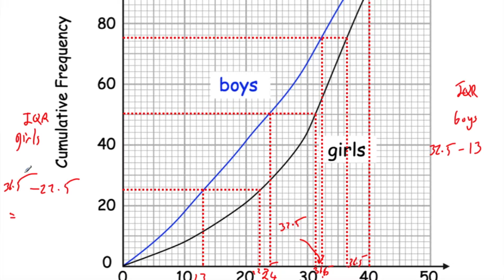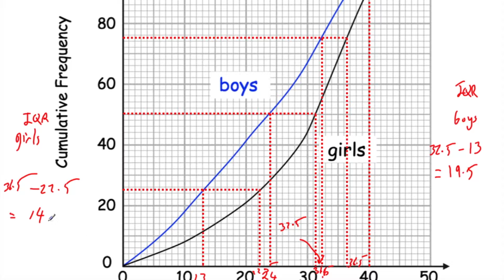So in terms of the girls, 36.5, take away 22.5 is 14. That's equal to 14. So that means the girls' interquartile range, the spread of that middle 50% of the data, is 14 marks. In terms of the boys, we're going to do 32.5, take away 13, and that's equal to 19.5. So as you can see here, the boys' interquartile range is 19.5. So that's the difference between their middle 50% of the data. It's 19.5 marks, whereas the girls is only 14 marks.